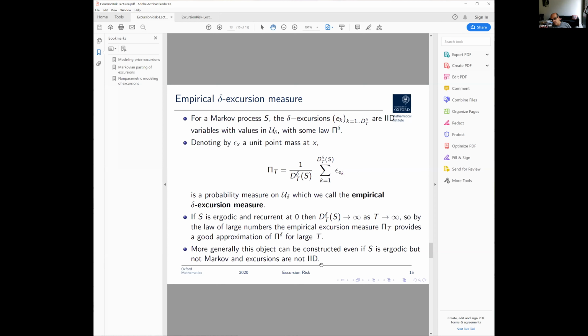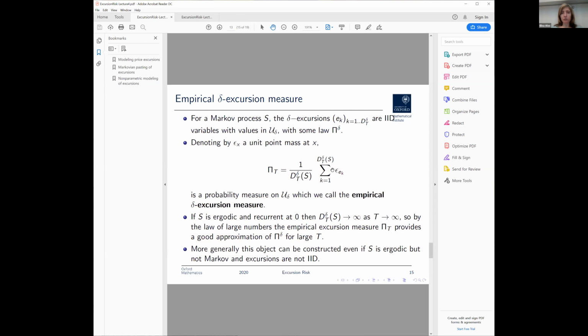So this construction, this approach, is more general than the previous one. I don't need Markov processes as building blocks. The data can be Markov or non-Markov. This thing is always well defined, and if it's ergodic, then this will converge to a certain object as I have more and more observations. And this object is going to be the distribution of delta excursions of my process.